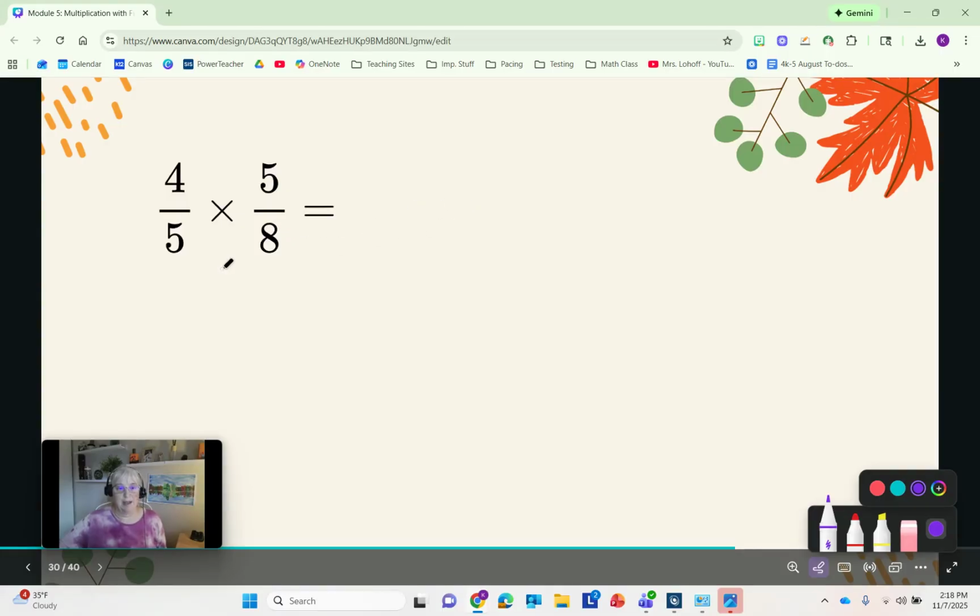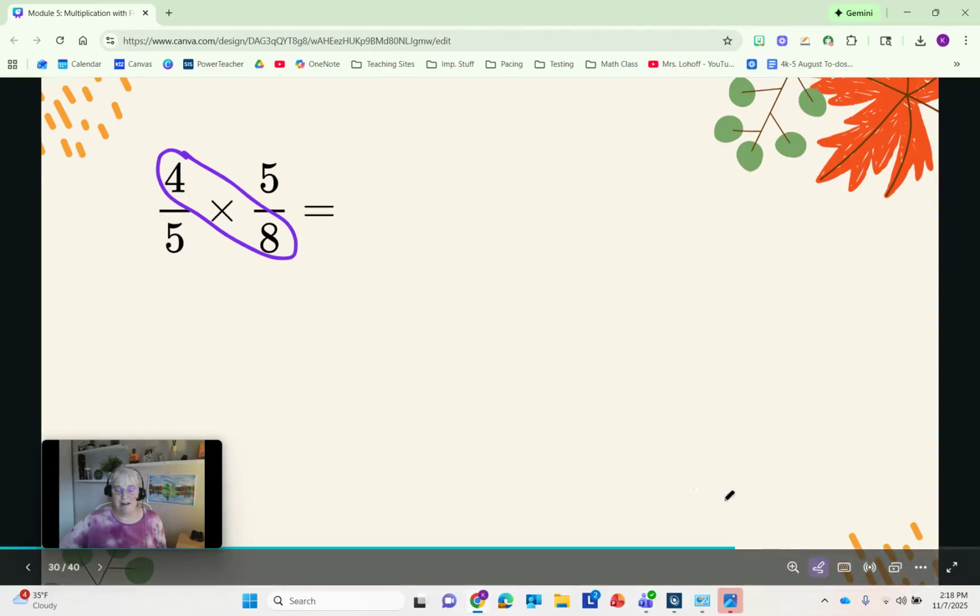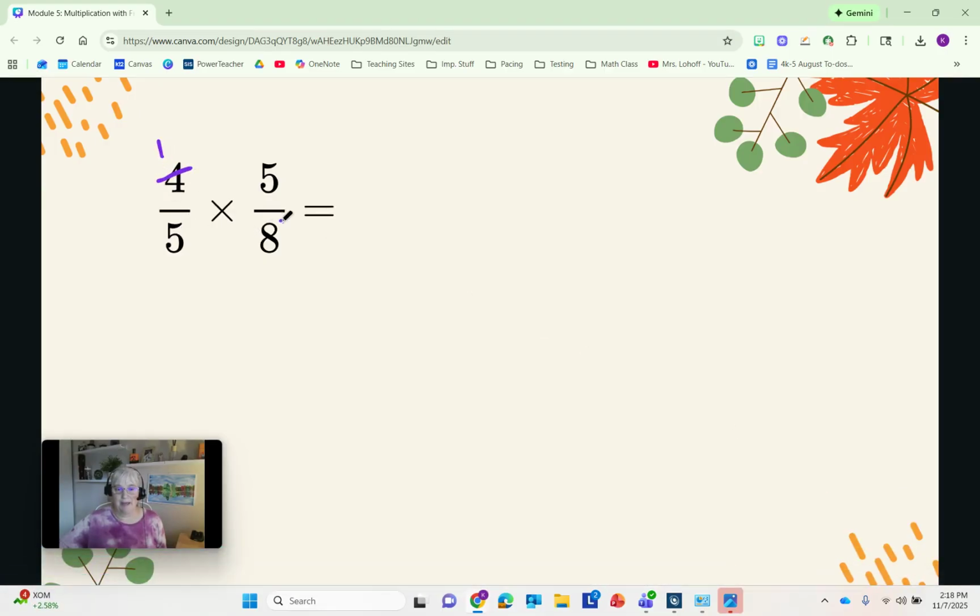What I'm noticing here is that if I look at the numbers that are across from each other, the 4 and the 8, I can see a common factor of 4. So I could divide this by 4 and get 1, and divide this by 4 and get 2. I haven't changed the value of the fractions at all. I have just reduced common factors.